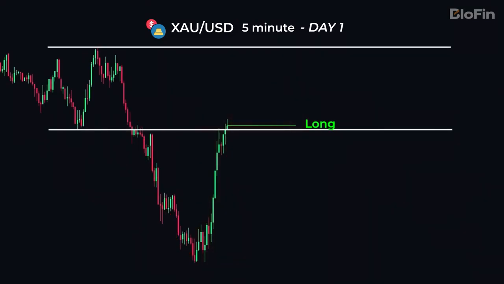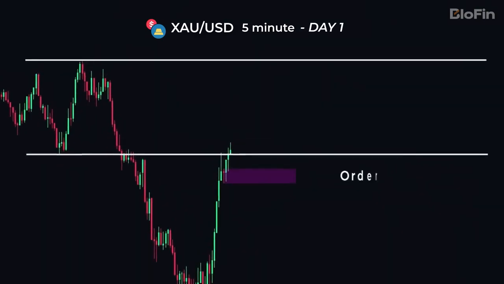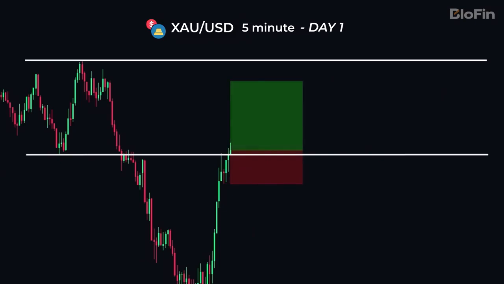Instead, we can use the nearest key level. In this case, there was an order block here, which we can use to set our stop loss. We then set a take profit at 2 times risk. Price then hits the profit target, giving us a 2R gain.